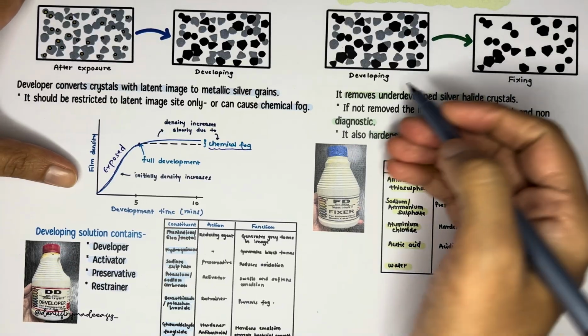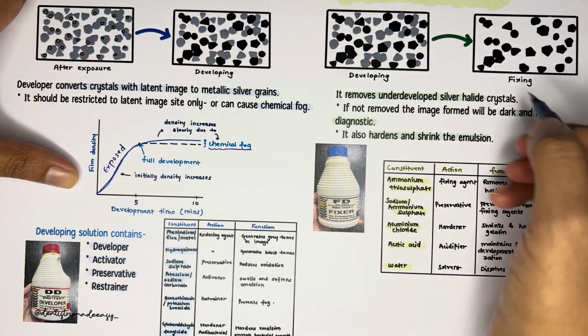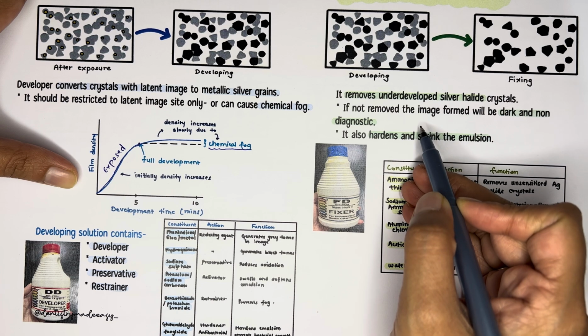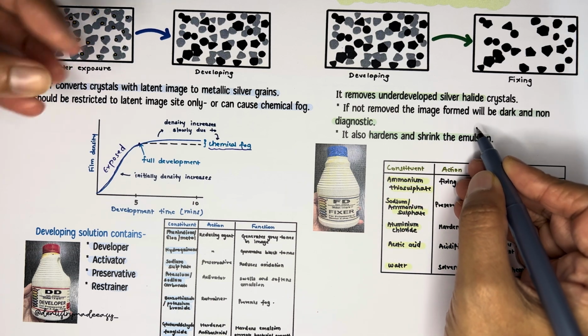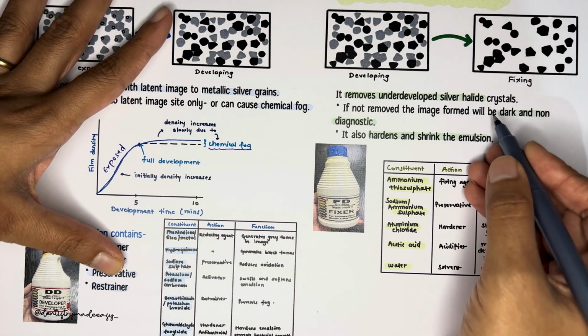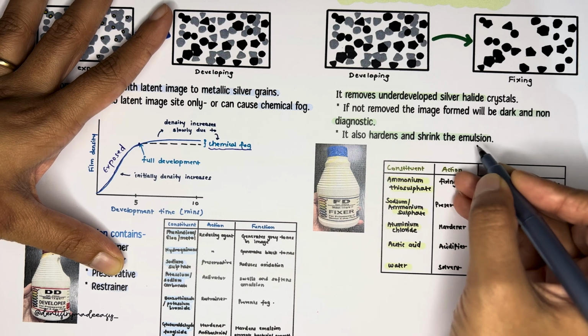So fixing solution removes the underdeveloped silver halide crystals, and if you are not removing the silver halide crystals, it will lead to unnecessary darkness of the X-ray film and that will be non-diagnostic. Fixing also hardens and shrinks the emulsion.